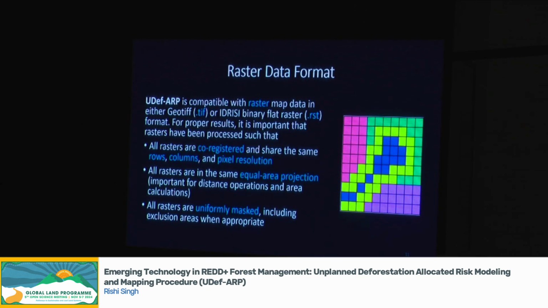So their spatial extent, rows, columns, and pixel resolution is uniform, as well as, I think the second point is the most important one, they need to be in an equal area projection. So things like lat long are not going to work because there are a lot of distance operations that happen. If you're not in a projected, equal area projection, you're not going to get your area metrics correct, and you're also not going to get those distance operations correct. And then uniform masking when appropriate, which particularly comes into play when you consider exclusion zones.